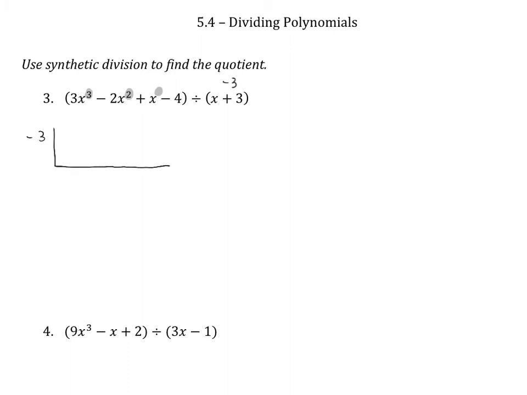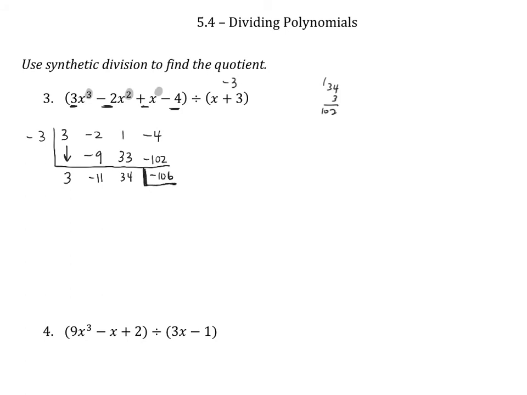And we're going to use our coefficients. So 3, negative 2, 1, and negative 4. Bring down the 3. We're going to multiply. Negative 3 times 3 is negative 9. Add straight down, we get negative 11. Negative 3 times negative 11 is positive 33. Add straight down, we get 34. Negative 3 times 34, let's see what that is. 102. So negative 102, we add straight down, we get negative 106.